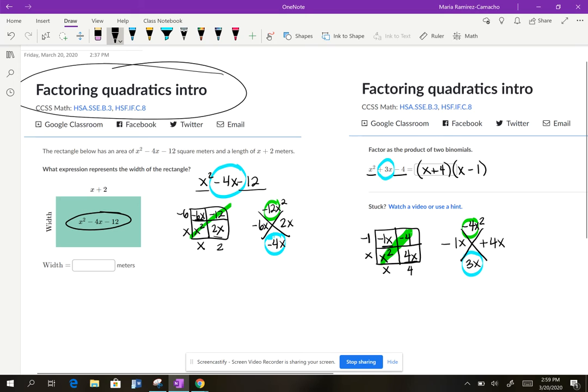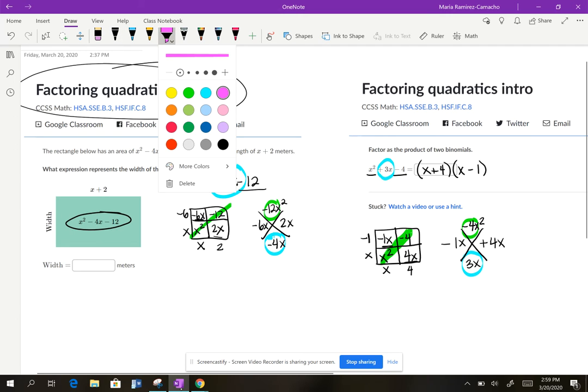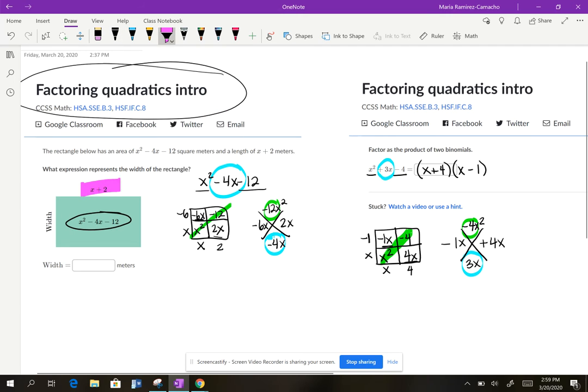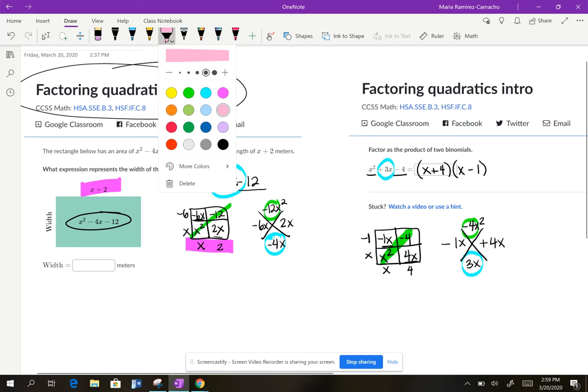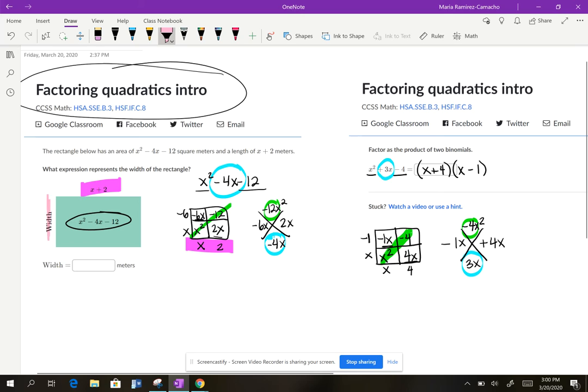Notice how we have the length for this problem here and here. They gave us the x plus 2. We found the x plus 2. They're asking us to find the width. We don't have it for this problem, but we did find it here. It's going to be x minus 6.